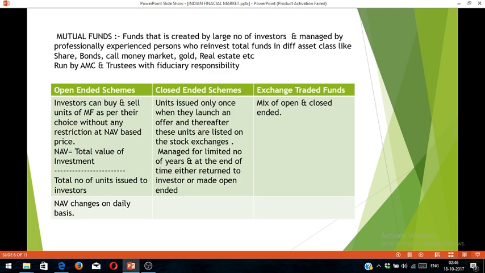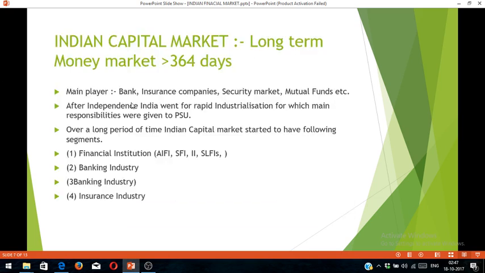The third one is exchange traded funds. Exchange traded funds are a mixture of open-ended as well as closed-ended schemes. You can invest, but you have to keep that fund for a particular period. If you withdraw that fund before maturity, you have to pay some penalty, just like a fixed deposit. But the rate of interest in exchange traded funds is less than closed-ended, but more than open-ended. So this is something about mutual funds.